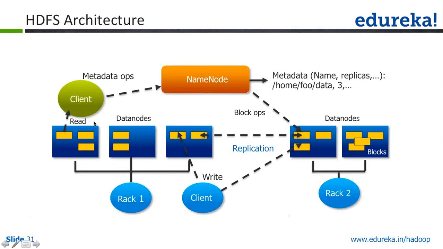If you have to read or write data, you will first talk to the name node, find out the availability of that data if you want to read it, or find out the availability of space if you want to write it. Then the name node will tell you, this is where you can go ahead and read it, or this is where you can go ahead and write it. Then the client will go ahead and read or write from that particular location. So let's move ahead from here.